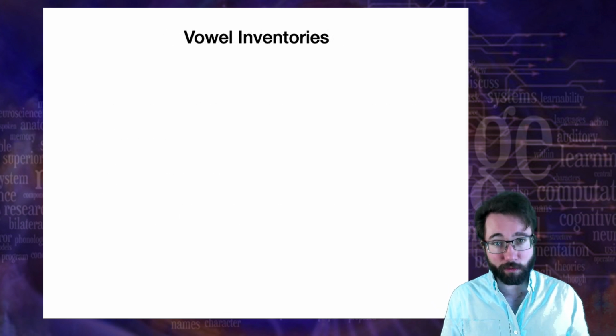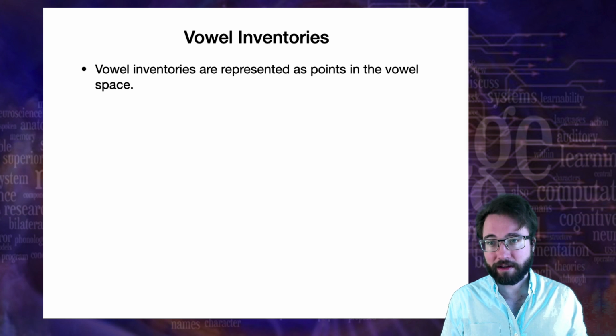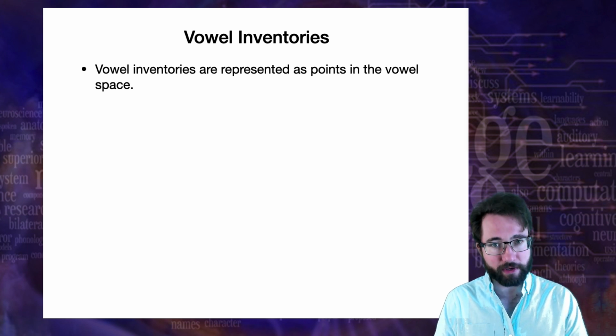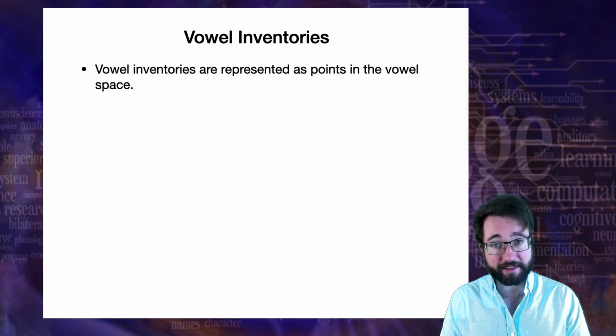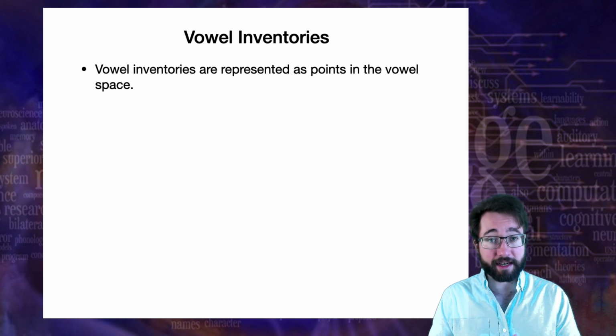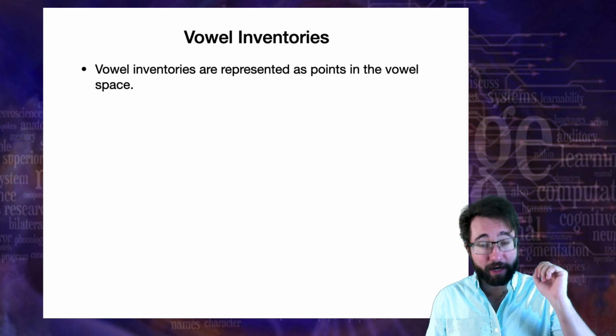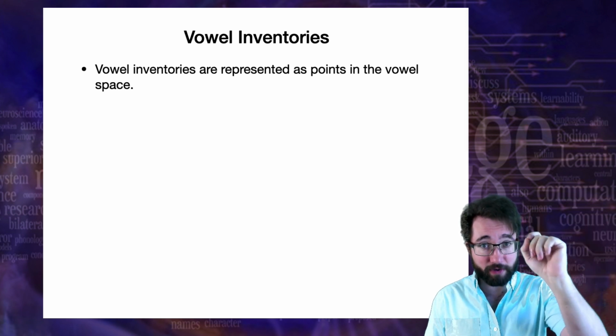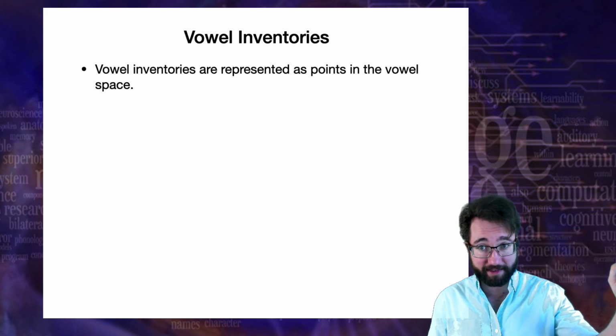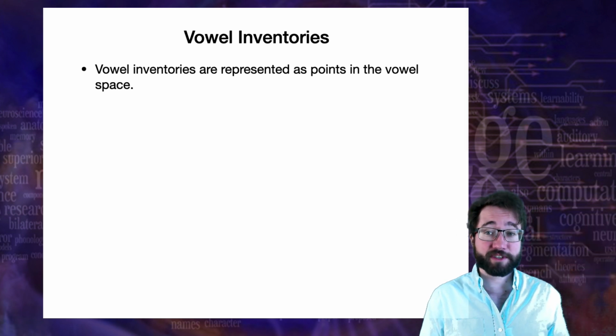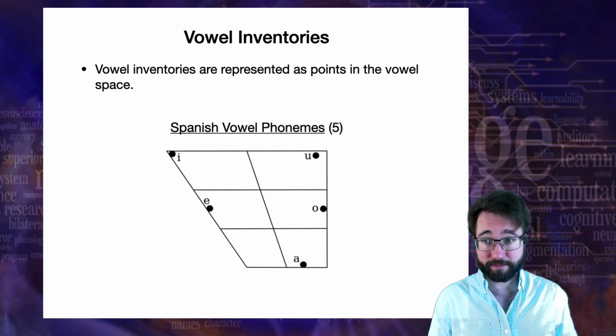Now let's turn to vowels. Remember, vowel inventories are represented as points in a vowel space because consonants are composed of discrete features. You're either voiced or you're not, whereas vowels are formed from continuous features. A vowel in a language corresponds to a particular point in the continuous vowel space. So vowel inventories are going to be represented as points in that space.